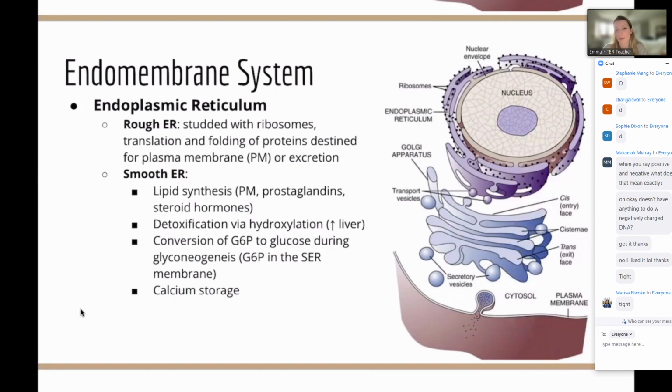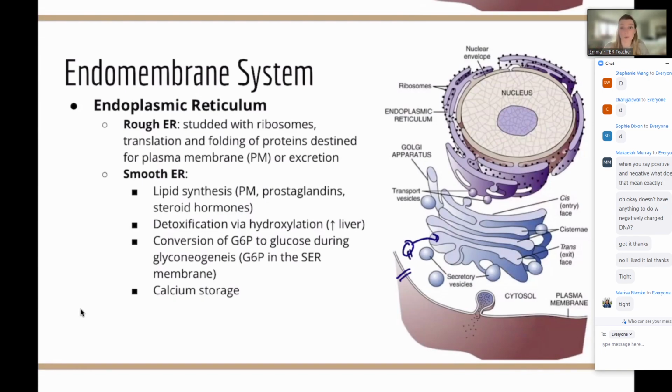And then we also have calcium storage here. Think about the sarcoplasmic reticulum. So maybe when we have those calcium channels open in the cell out here, there's going to be a vesicle that also has a calcium channel. That vesicle is then going to end up merging with the endoplasmic reticulum and potentially storing some of the calcium there. So the smooth ER is doing a lot more than the rough ER.